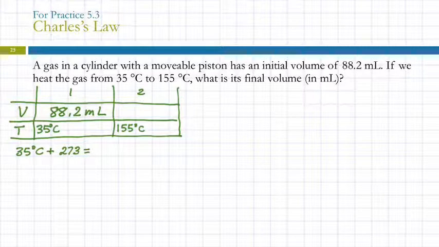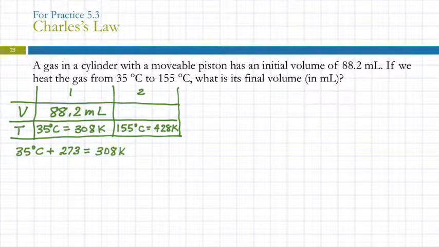So I'm going to take 35 plus 273, and I get 308. 308 Kelvin. So I'm going to write that in here, 308 Kelvin. I'm going to do the same thing with my 155. 155 plus 273, 428. So now I have a nice little table, and one of my boxes is blank.